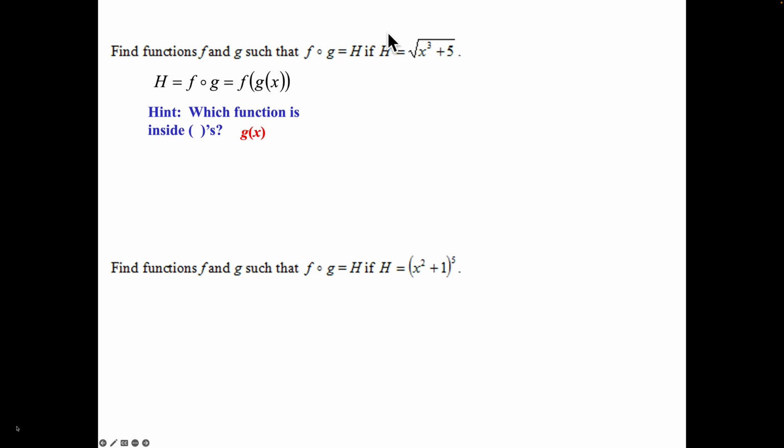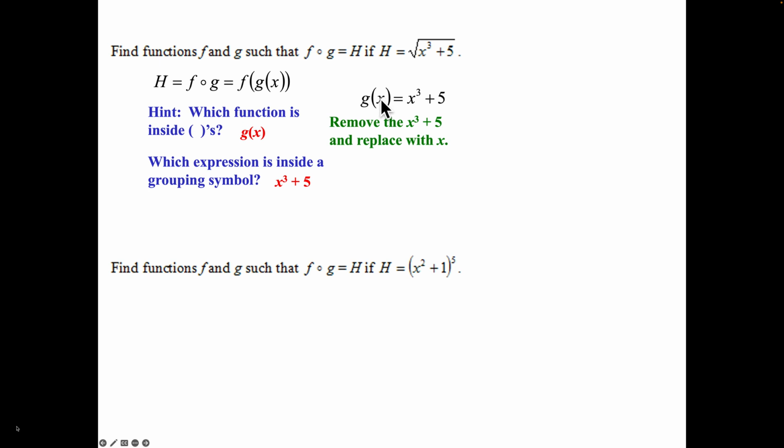Then I say, okay, let's go to capital H. Who is inside of a grouping symbol here? Well, that'd be x cubed plus 5. Okay, so g of x is equal to x cubed plus 5. I go up to where capital H is. I take out the x cubed plus 5, replace it with an x, and that's my f of x function. So if I take g of x, x cubed plus 5, and I substitute it into that x, I get capital H.